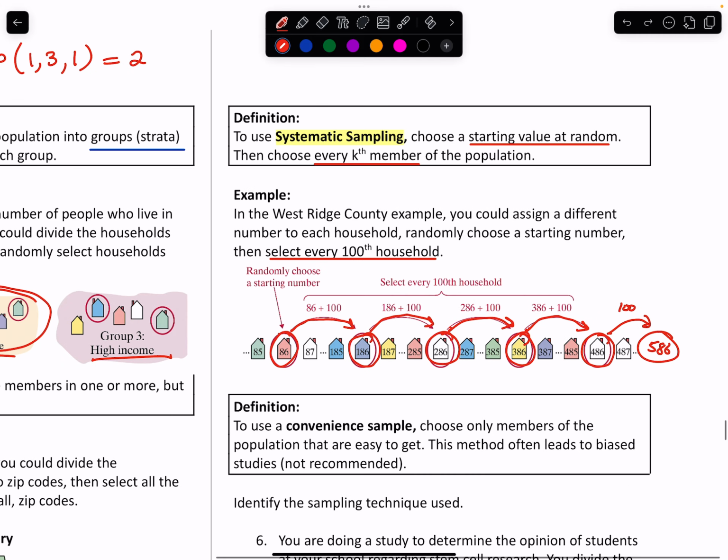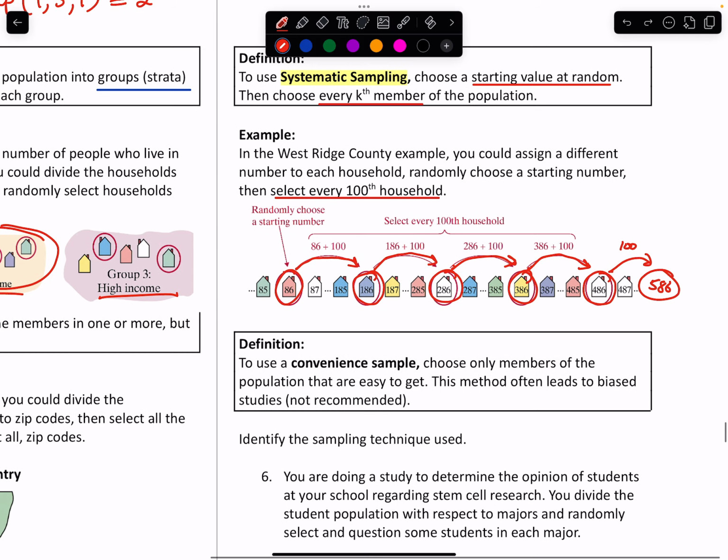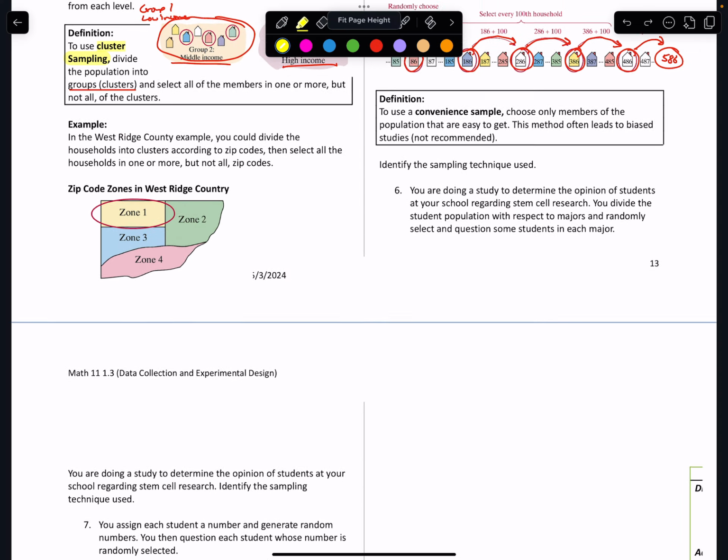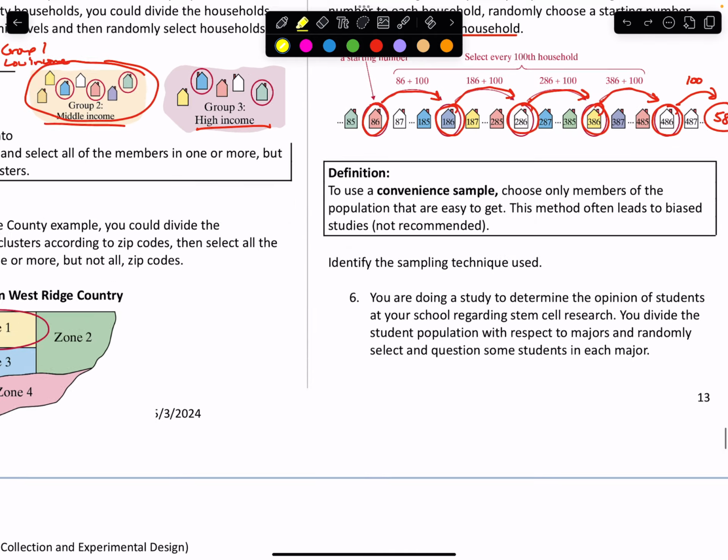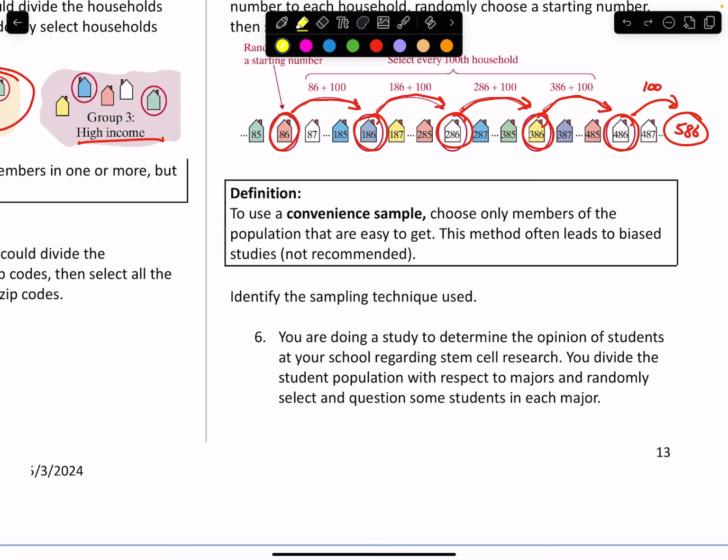So that's systematic sampling. There is a system that we're following, right? We're going by the same amount every time, or skipping by the same amount every time. And then lastly, or almost lastly, we have a convenience sample. This is not a great example, but we're choosing the members of the population that are easy to get. This one is not recommended.